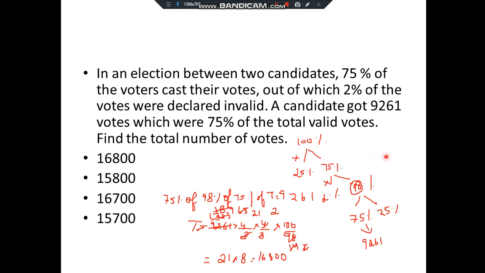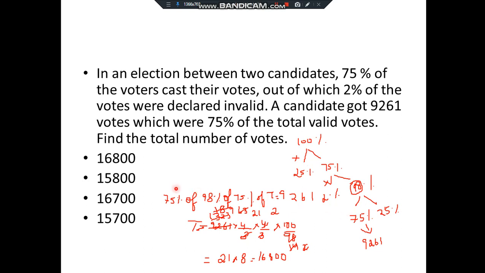Okay, then we'll have one more condition. If the majority is 9261, candidate A wins by a majority of 9261. What you have to do is find the difference between 75% and 25%, which is 50%. So you will write it as 50% of 98% of 75% of t is equal to 9261. See, three conditions. It is all based on your question.